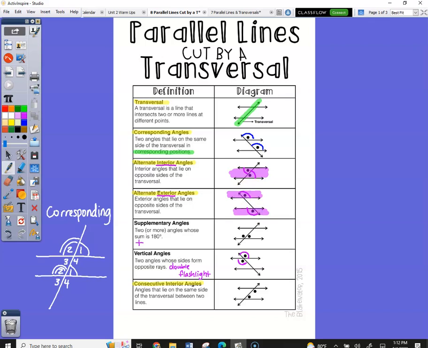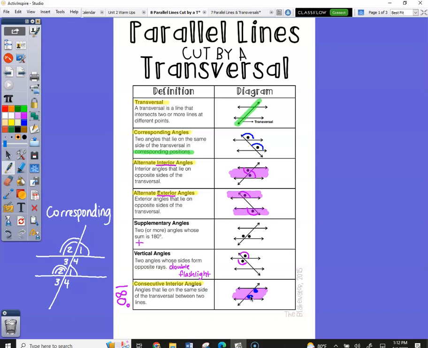The last one is the only one that is different. Supplementary angles are angles who add up to 180. Consecutive interior angles are angles that are consecutive, means side by side. Consecutive means side by side. Interior means on the inside. If you notice, you have this angle here and this angle here. Notice they're both to the right of the transversal, but they're in between the parallel lines. Do you see that?